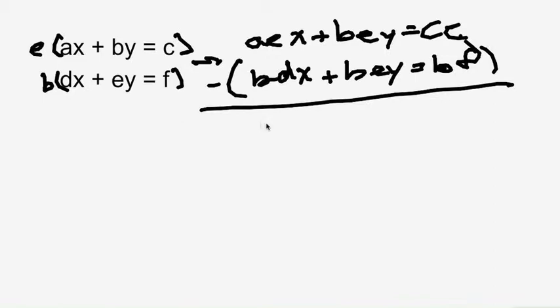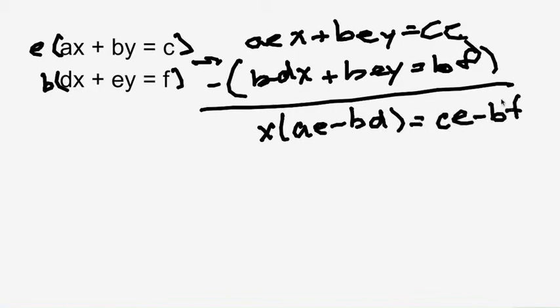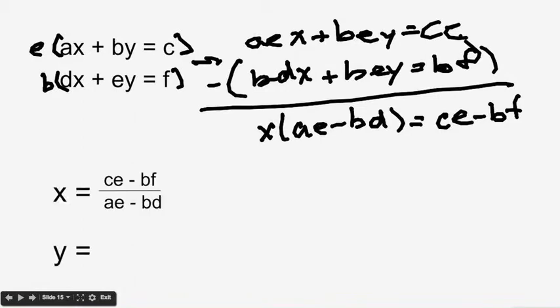So we would get X times (AE minus BD) equals CE minus BF. And then you can see that X can be written as CE minus BF over AE minus BD, where you would just divide by what X is multiplied by. And similarly Y, if we solved for Y instead of X, would equal AF minus CD over AE minus BD.